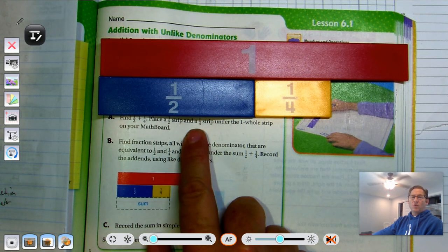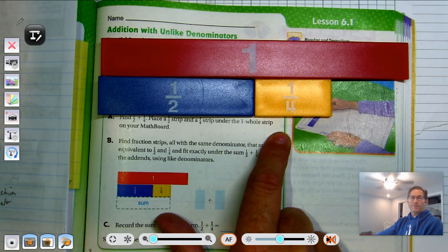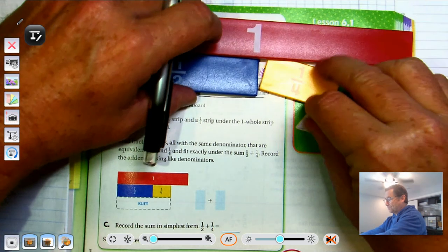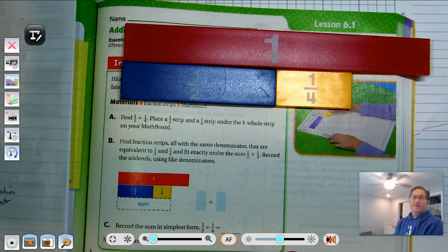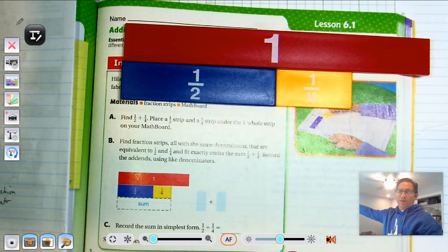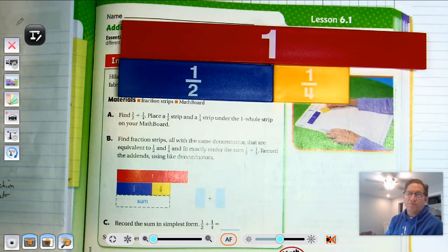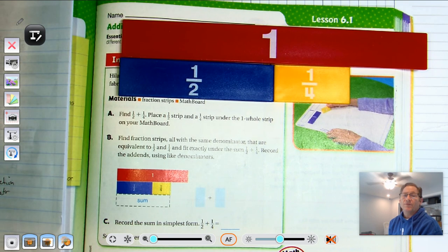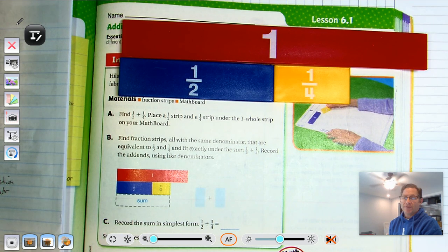Now I don't know what fraction to name this because I'm having 1/2 plus 1/4. So we need to find smaller fraction strips or equivalent fraction strips to represent 1/2 plus 1/4. Find fraction strips with the same denominator that are equivalent to 1/2 and 1/4, and that fit exactly under the sum of 1/4 plus 1/2, and record the addends.